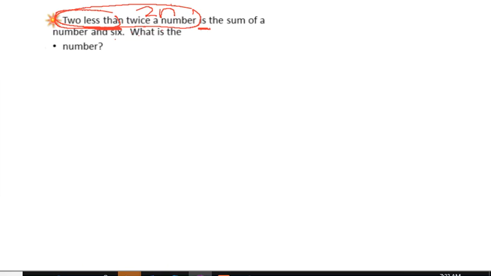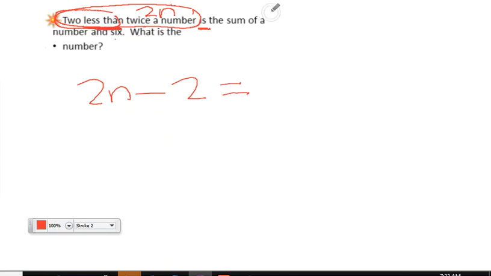Okay, so let's go ahead and write this part of our equation. So we have to do 2 less than twice a number. So 2 less than twice a number is, okay, and then we have our next part, the sum of a number and 6. And then it says, what is the number?